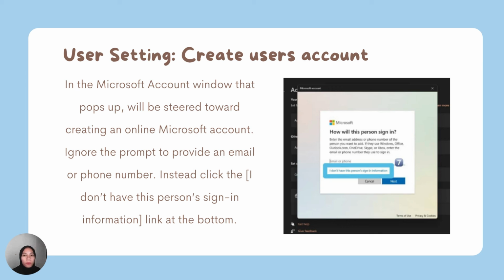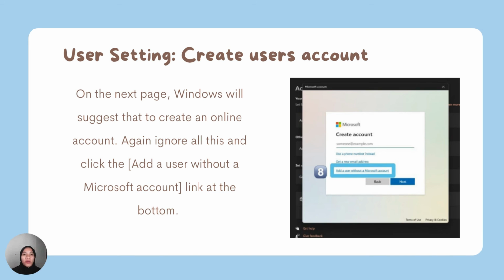Ignore the prompt to provide an email or phone number. Instead, click the I don't have this person's sign-in information link at the bottom. On the next page, Windows will suggest creating an online account. Again, ignore all this and click the Add a user without a Microsoft account link at the bottom.